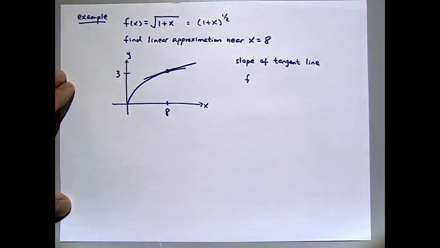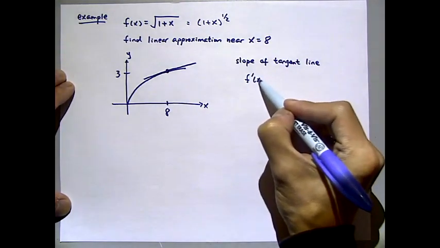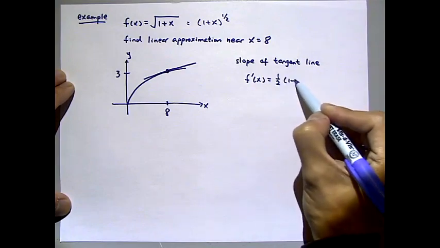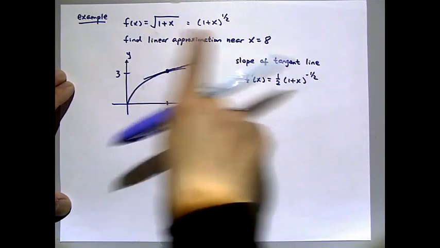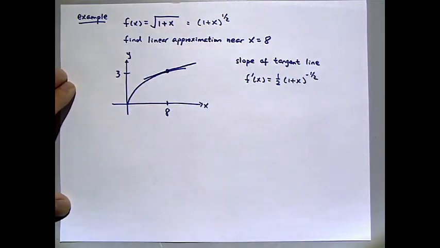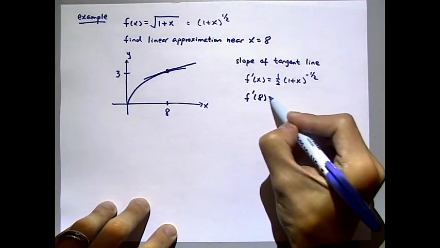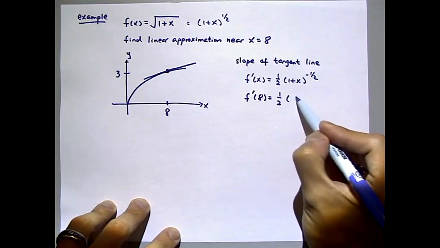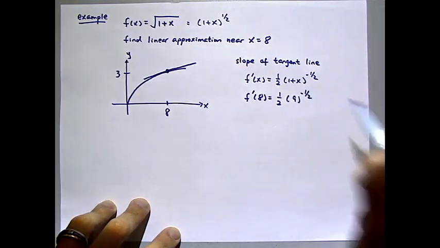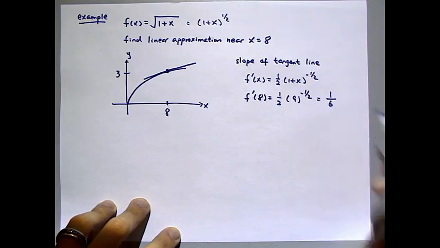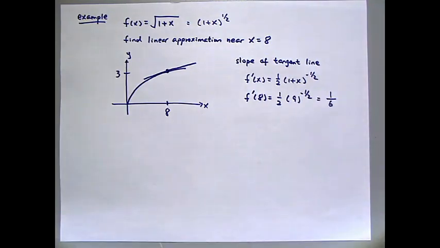So let's first find the slope of the tangent line, f prime of x. The function was 1 plus x to the 1/2. Slope is 1/2 times 1 plus x to the minus 1/2, at x is equal to 8. The slope is 1 over 6 when I plug in x is equal to 8. Okay, that's a 9. 9 to the power of minus 1/2 is 1 over 9 to the 1/2, which is 1 over 3. 1 over 3 times 1 over 2 gives me 1 over 6.